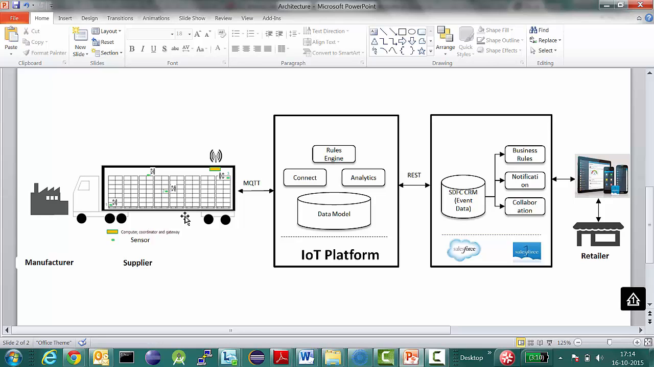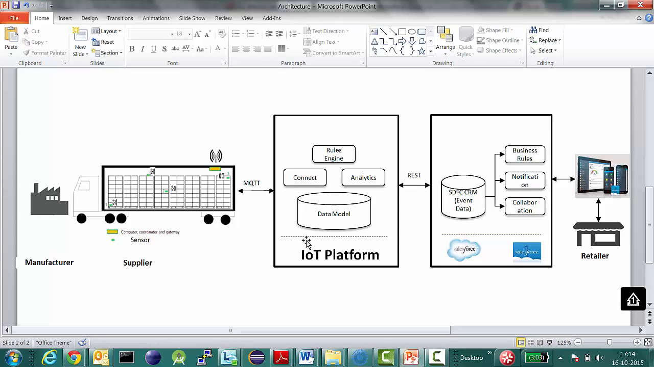Now, these sensors in the container will be connected to a Raspberry Pi, and the digital sensors will be connected to the Raspberry Pi. The analog sensors that we have used are connected with an Arduino. Arduino in turn is connected with the Raspberry Pi. So our Raspberry Pi will be acting as a gateway, and this gateway will be sending data to the cloud via MQTT.